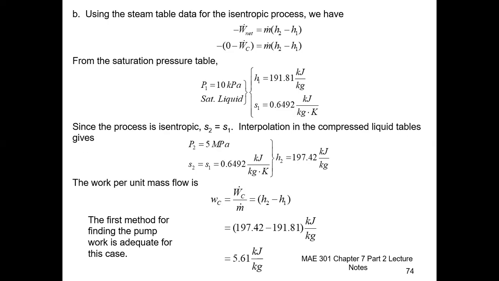Okay, so we basically get minus, and it will make it positive. W dot C is equal to m dot times (H2 minus H1). So we need information, so we need to go to the tables to get H2 and H1, and then we'll plug them into the equation. So the work per unit mass is W dot C divided by m dot, which is H2 minus H1.